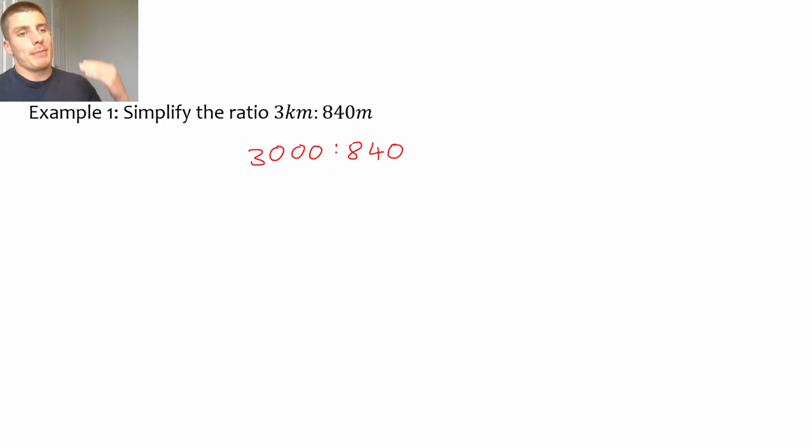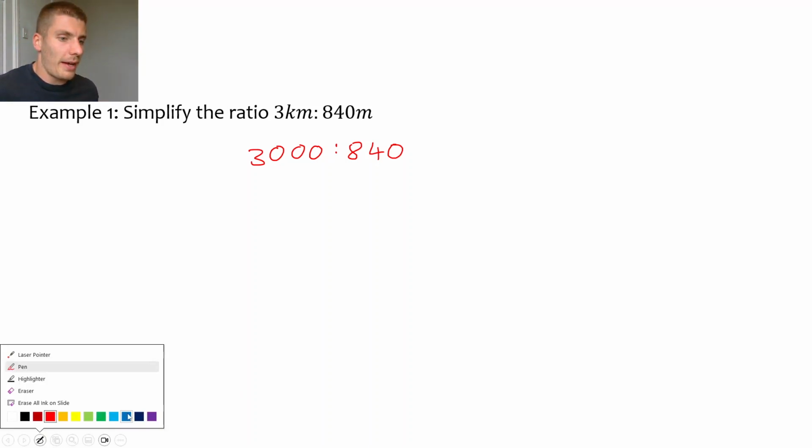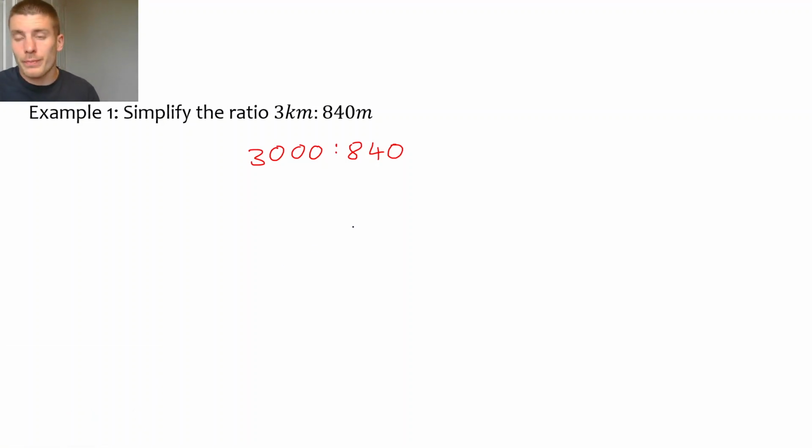Now, from here, you want to keep dividing by, ideally, the highest common factor. But if you can't think of that one straight away, these numbers are big, you just divide by factors until you can't go anymore. Now, the obvious one here is, well, they both end with a 0, so you can divide by 10 on both sides. If you divide by 10, those zeros are gonna go. Now, 300 and 84, you've got to think what numbers go into both of those. Now, they're both even, so you could divide by 2, that's fine.